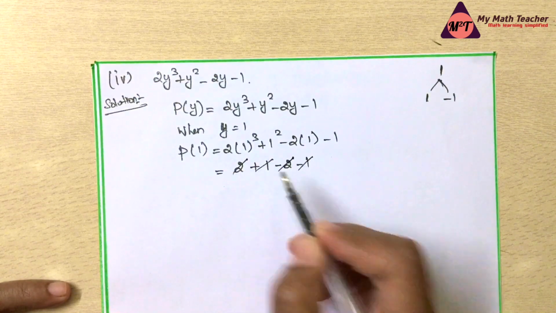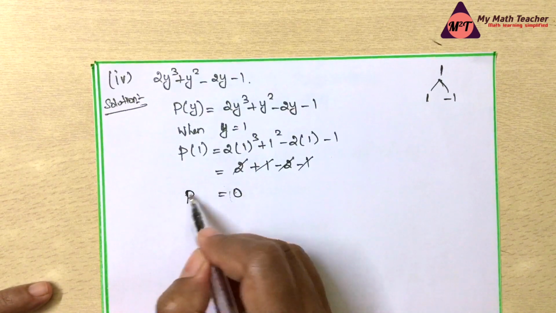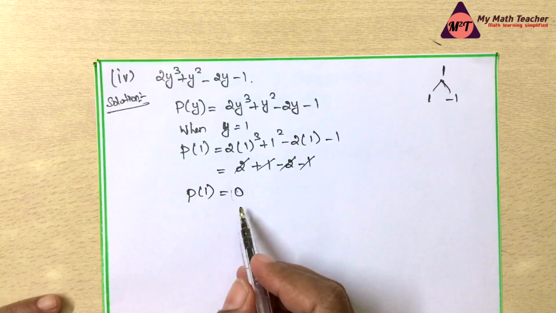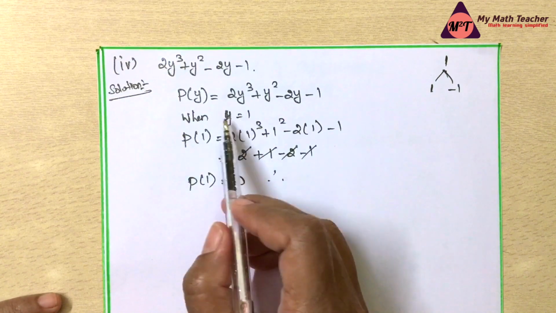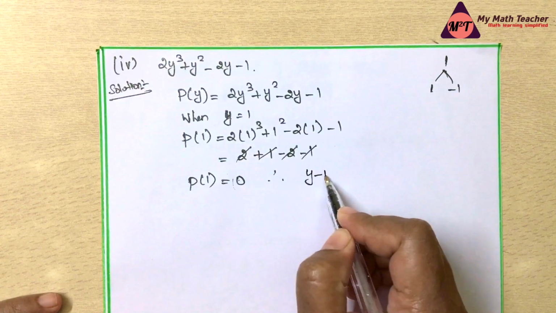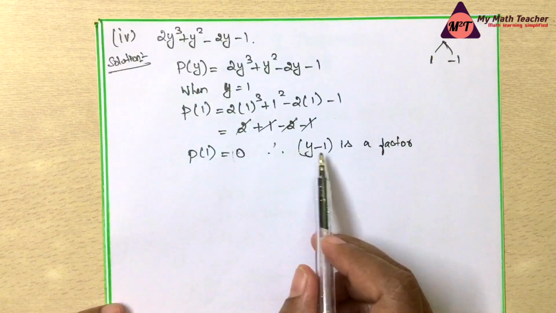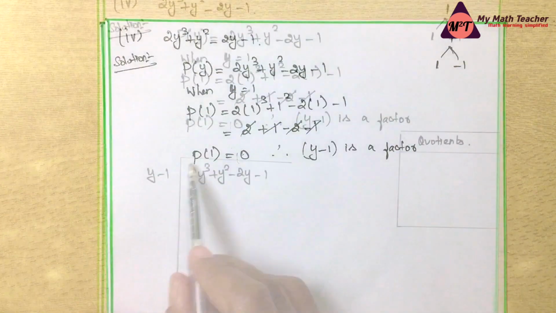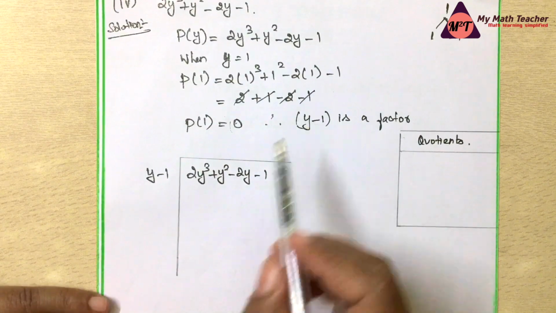Positive 1 and negative 1, it will be 0. Positive 2 and negative 2, it will be 0. This is the remainder which is 0. Now p of 1 is equal to 0. So we can say 1 is the factor. So how to write it? Take the 1 to the other side. It will be y minus 1 is a factor. Let us find the next two factors. Write the given polynomial here and we have to divide by the first factor, y minus 1.